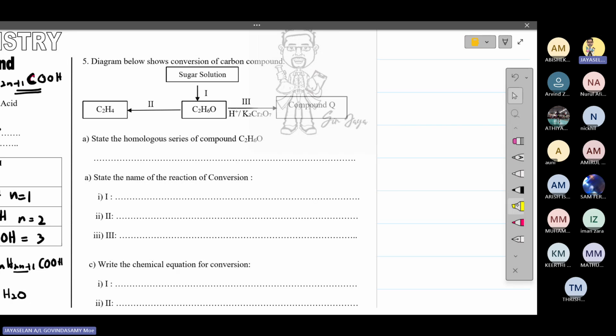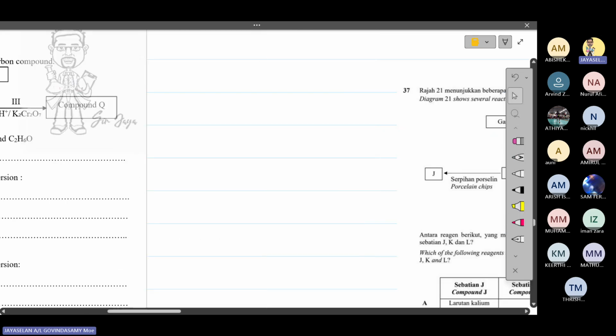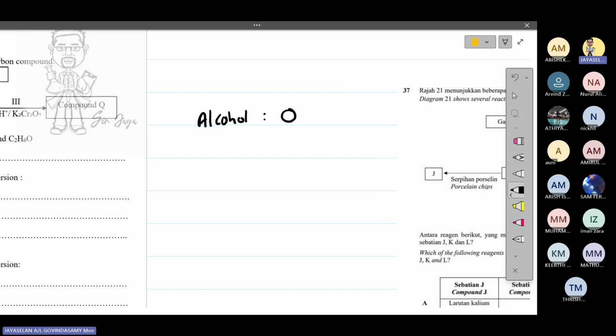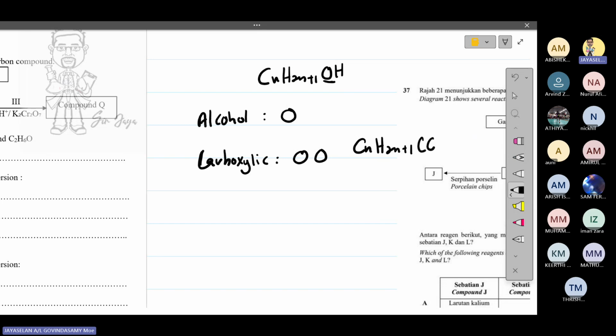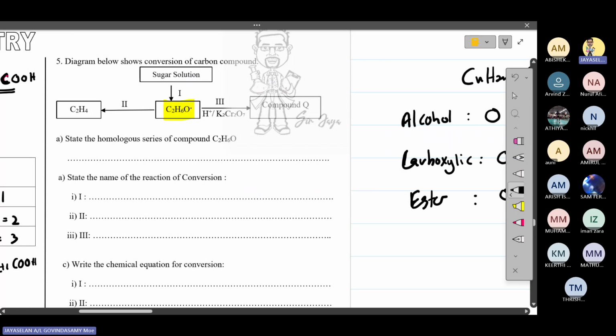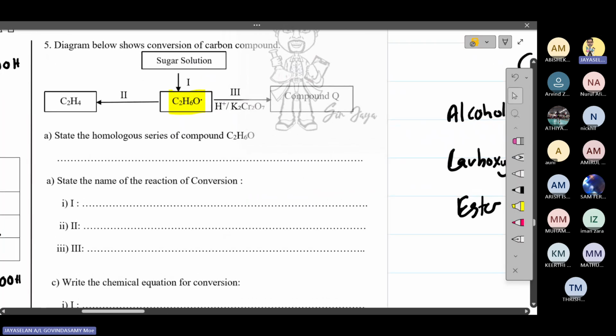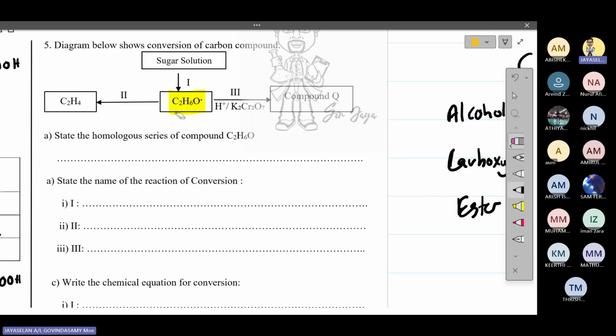Okay guys, look, before I do, I give tips. When you see this, don't be afraid. Didn't the teacher teach everything? Okay, when you see alcohol, alcohol must have one O. Only one O. If you see the general formula CnH2n plus 1 OH, it has one O. Then carboxylic acid has two O. So if you see the general formula CnH2n plus 1 COOH, got 2 O. And ester, also 2 O. So when you see 1 O, this belongs to alcohol. Understand? In the exam, they will try to confuse you like this.